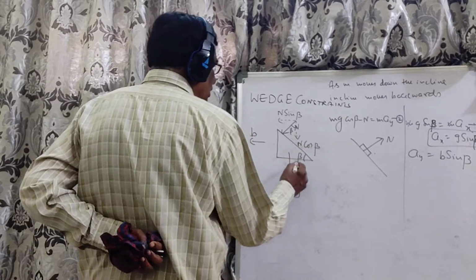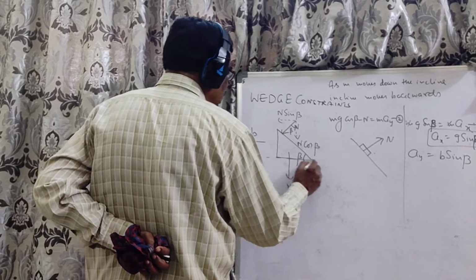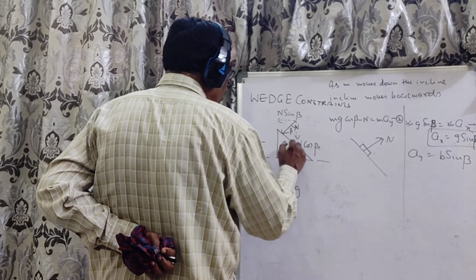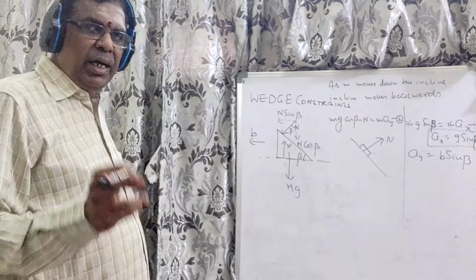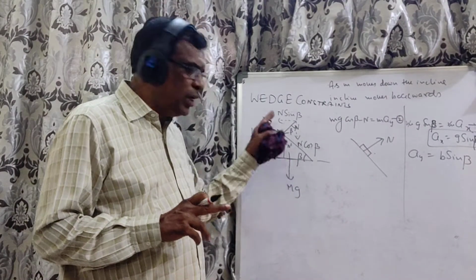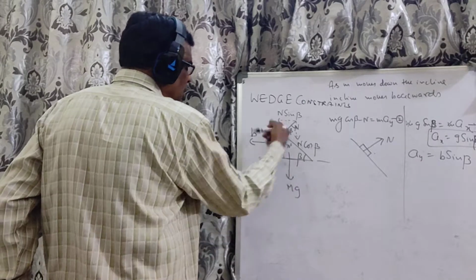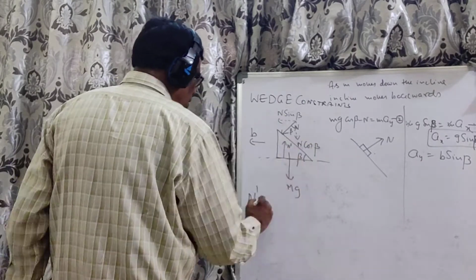How do I write the equation now? Suppose I am writing like this, there is another normal force here. Wherever there is contact between the incline and the surface, N dash has come. So N dash down is N cos beta plus Mg.